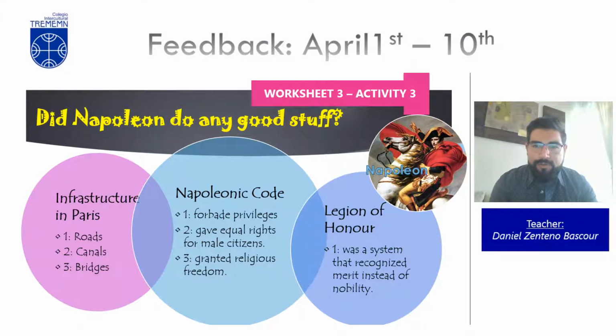Finally, the Legion of Honor. What's this? This was a system that recognized merit instead of nobility. So this kind of a reward system for people who did something important for France or for Napoleon.